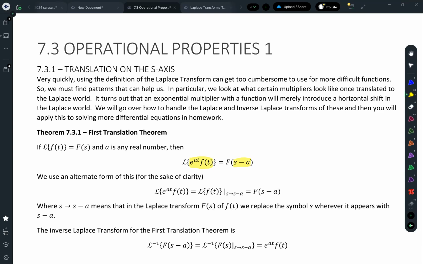We're going to first talk about how we can handle the Laplace and the inverse Laplace transforms of these. And then we're going to learn about the second translation theorem. And then finally, we'll work through some examples using these, okay?